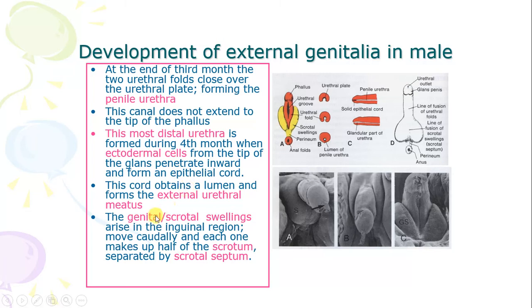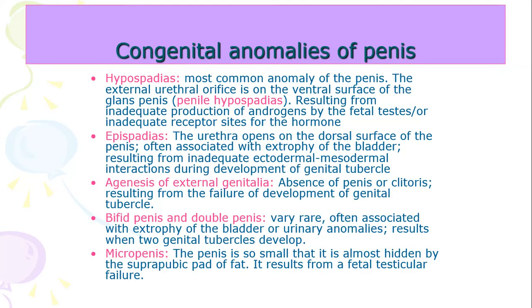The genital swellings arising in the inguinal region move caudally, and each one makes up half of the scrotum, separated by a scrotal septum. So these swellings come closer together and further form the scrotal swelling, which is united but separated by a septum, the scrotal septum.